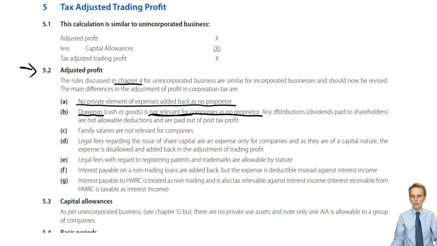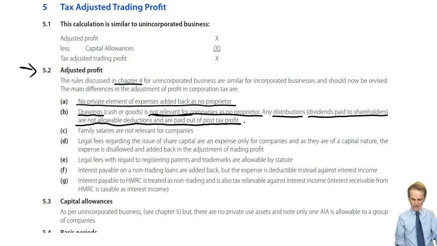Now, there are, of course, owners of that business, and those owners will be receiving dividends, and any distributions, i.e. dividends paid to shareholders, are not allowable deductions and are paid out of post-tax profits. Dividends are distributions paid out of the taxed profit figure. They are not expenses to be deducted in deriving the tax-adjusted trading profit. They are distributions paid out of the taxed profit.